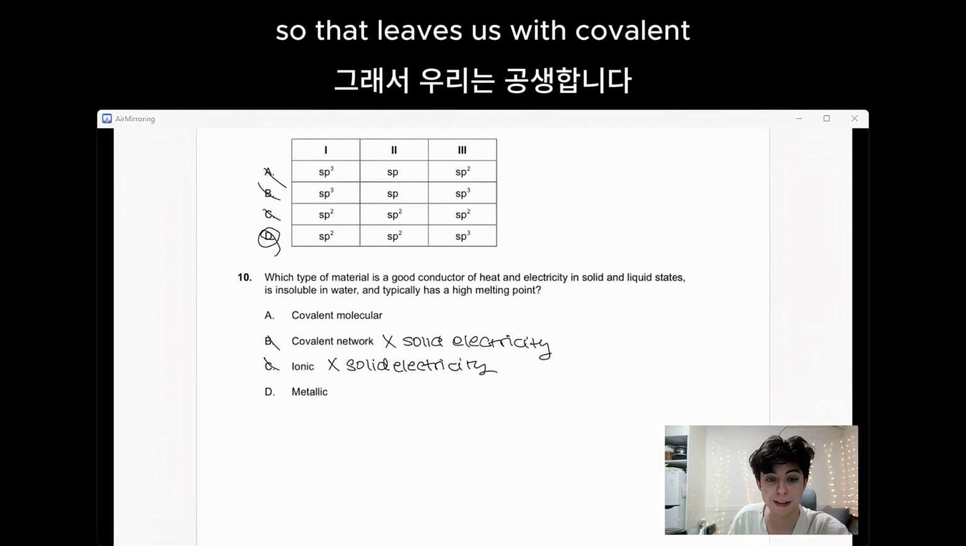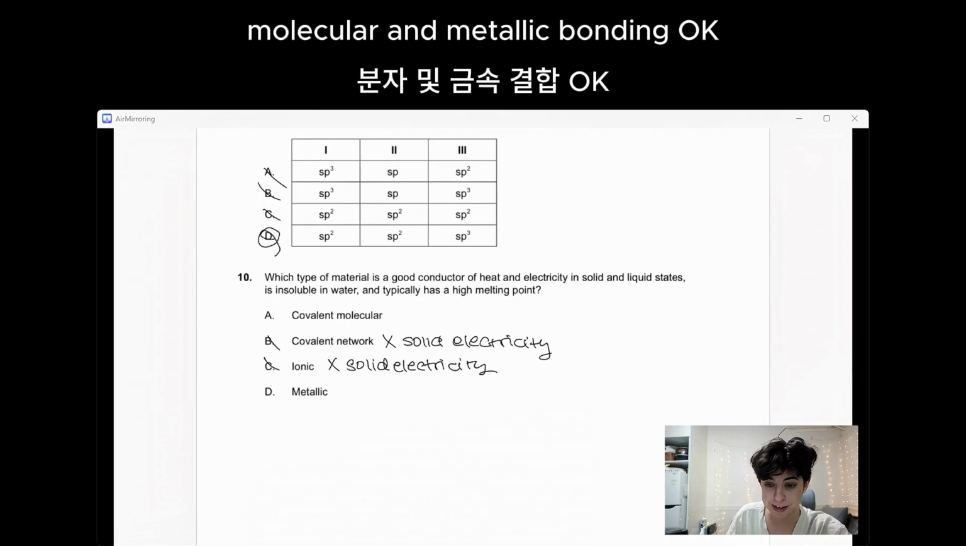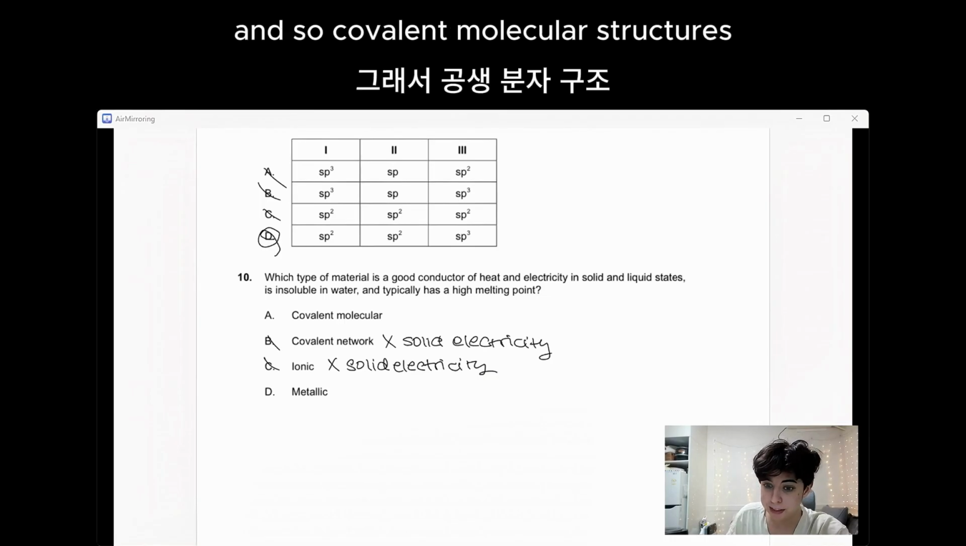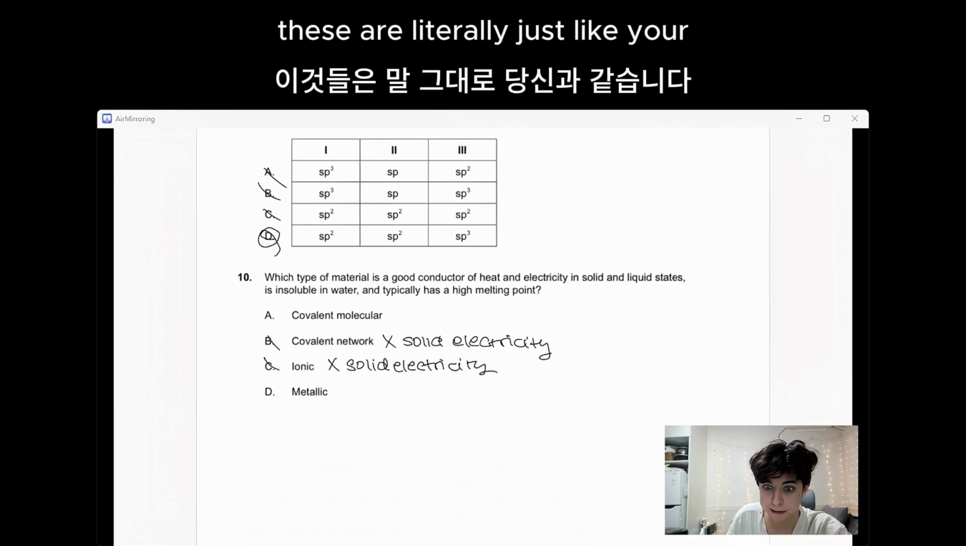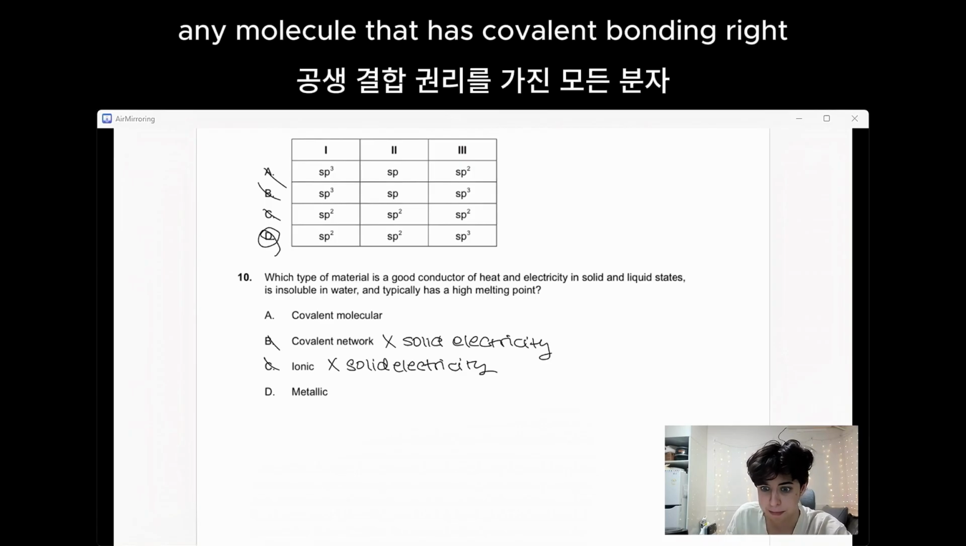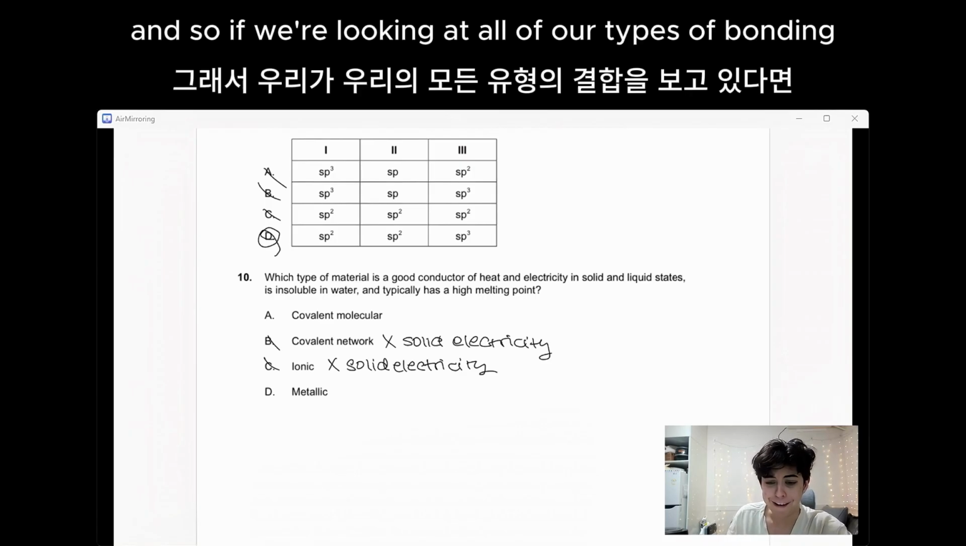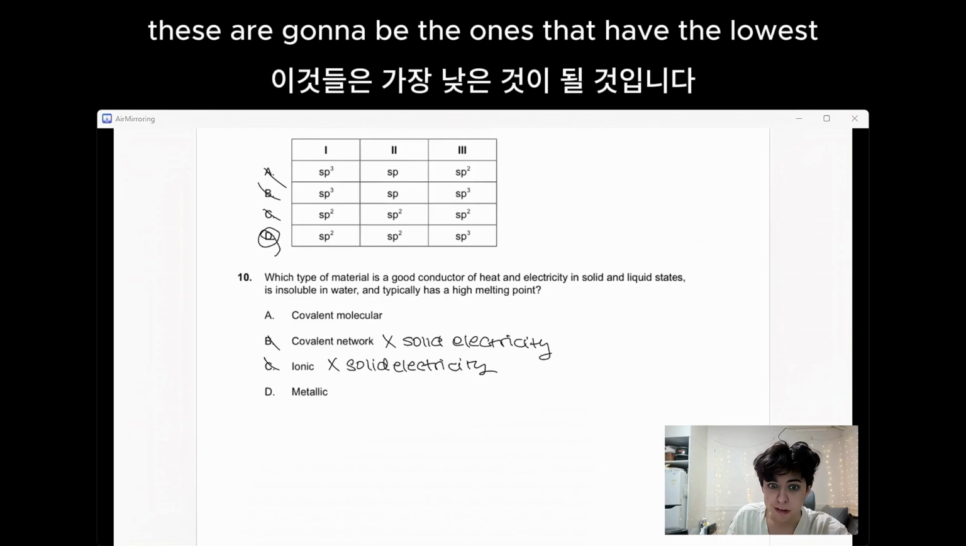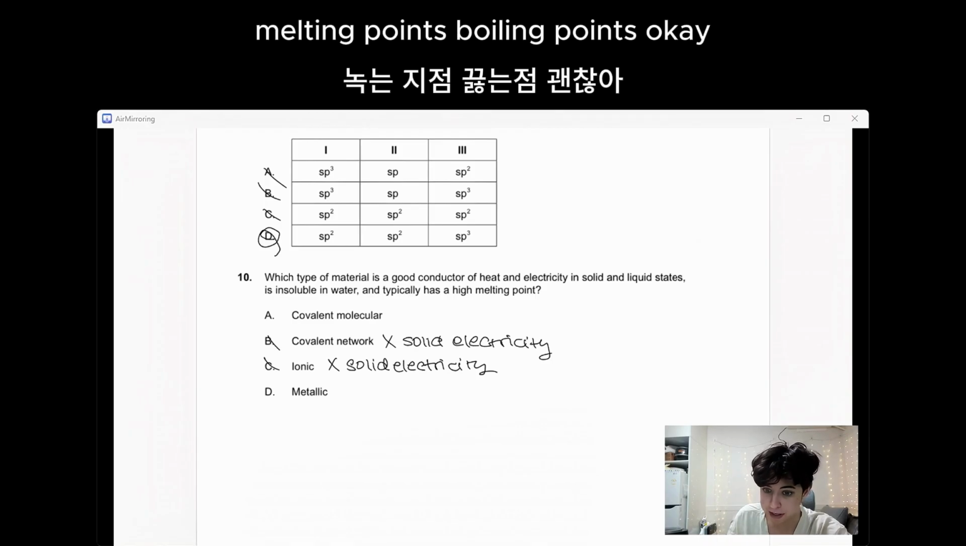So that leaves us with covalent molecular and metallic bonding. Okay, and so covalent molecular structures, these are literally just any molecule that has covalent bonding, right? And so if we're looking at all of our types of bonding, these are going to be the ones that have the lowest melting points, boiling points.